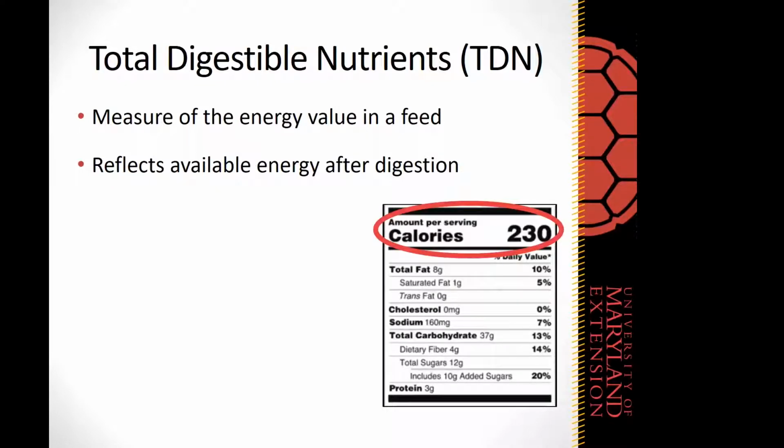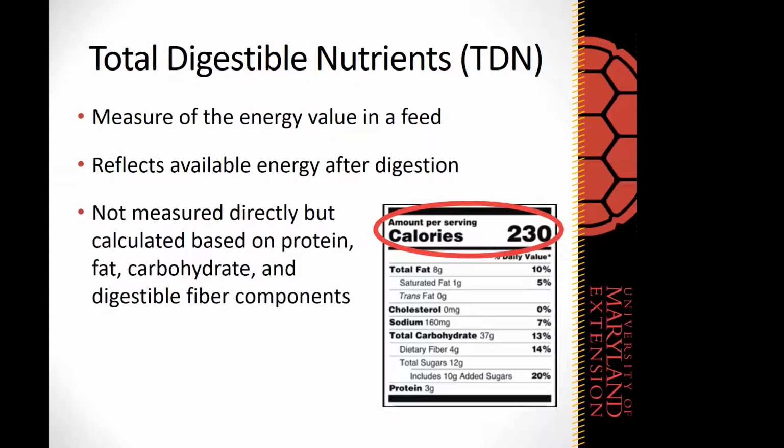So how much energy is able to be digested and absorbed by that animal for them to use. And we have something similar on our nutrition facts label, and that is calories. That's how much calories or how much energy we can get from our food. TDN is one measure of how much energy our livestock can get from their forages or any feed really.